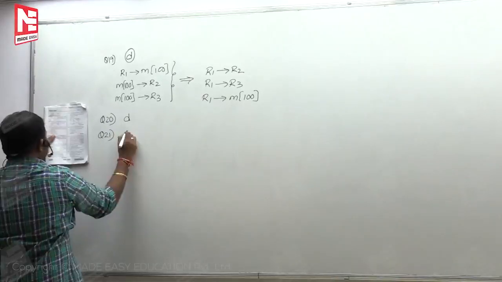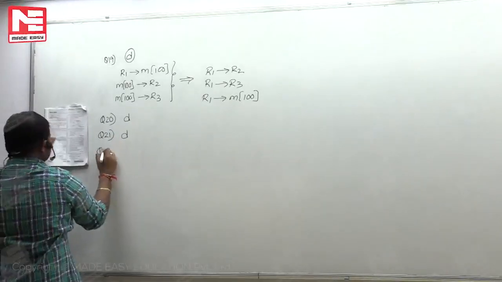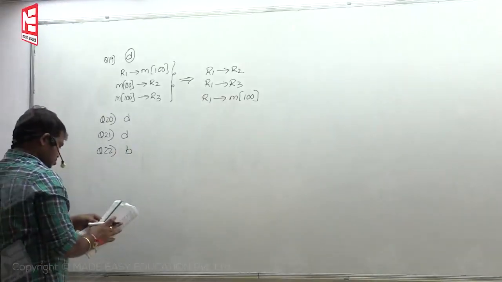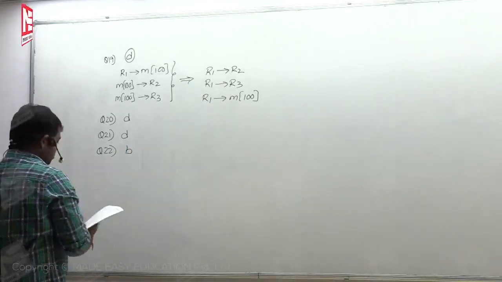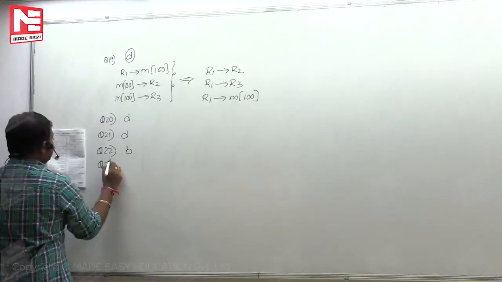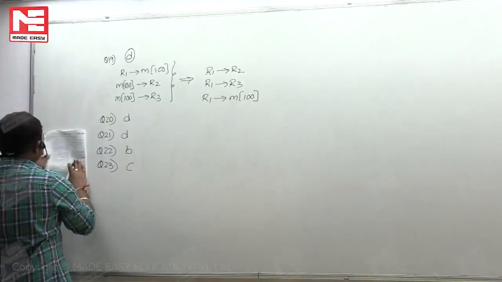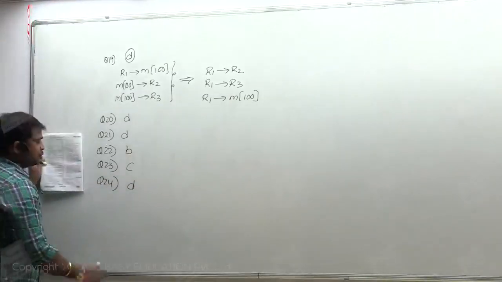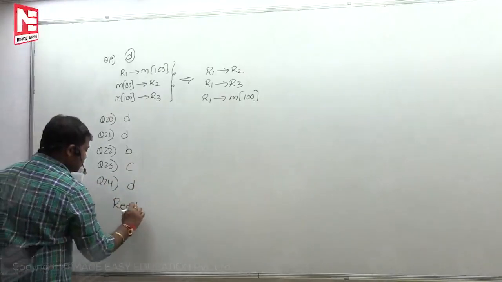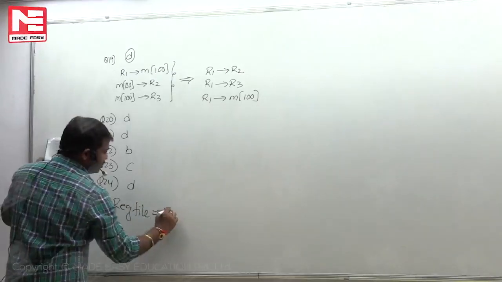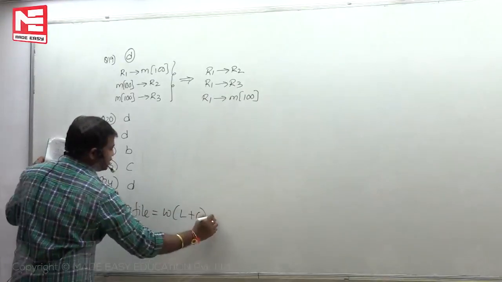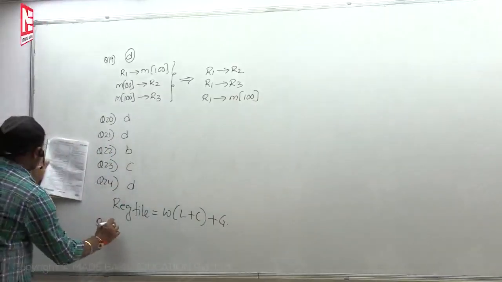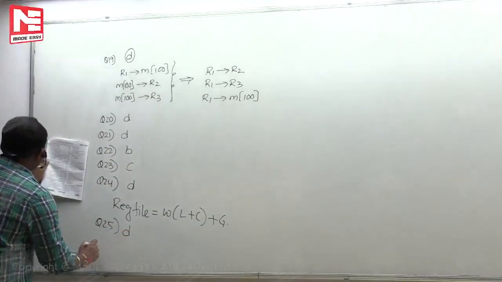Then question number 20, answer is D. Question number 21, answer is D because of theoretical questions. Question number 22, answer is B. Question number 23, again, answer is C, theoretical question. Question number 24, answer is D. We computed this, na? Register file equal to W into L plus C plus G. This is the formula. Now question number 25, answer is B, D.